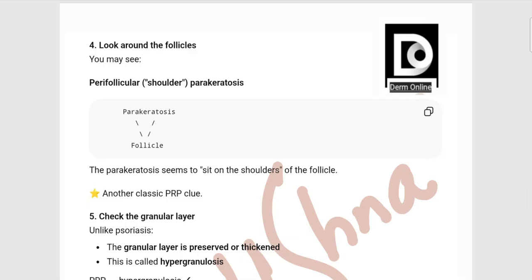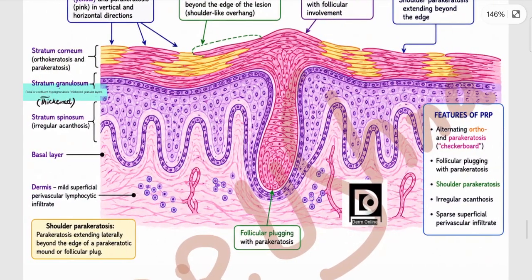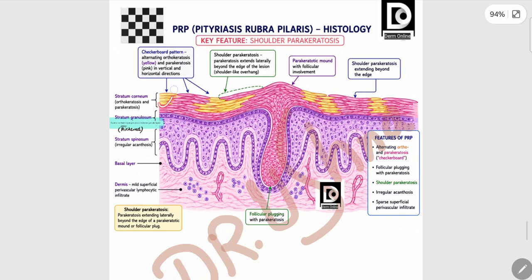Around the follicle, another important eye-catching feature of the PRP is the shoulder parakeratosis. Now, what is shoulder parakeratosis? You can easily identify that this is a slide of PRP basically. You have orthokeratosis, parakeratosis, orthokeratosis, parakeratosis, checkerboard pattern. Here is the follicle, and this is a shoulder of the follicle, just like a shoulder of the human being. So this is the shoulder basically. Just at the shoulder of your hair follicle, you have a lot of parakeratotic buildup. Okay, this is known as shoulder parakeratosis.